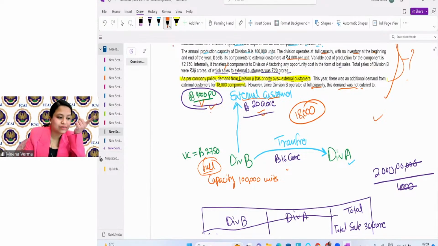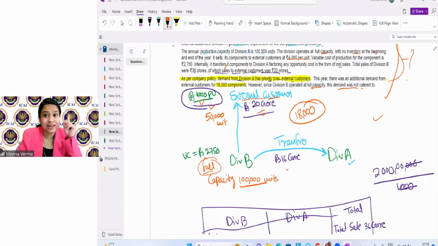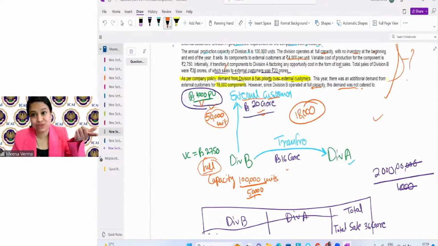You can see here, we are actually selling 50,000 units. How many units can we produce? 1 lakh units. After selling 50,000 units outside, you have the capacity to produce 50,000 more units. Now let's find out how many units we are transferring internally, so that we can see how much spare capacity we have for external sales.